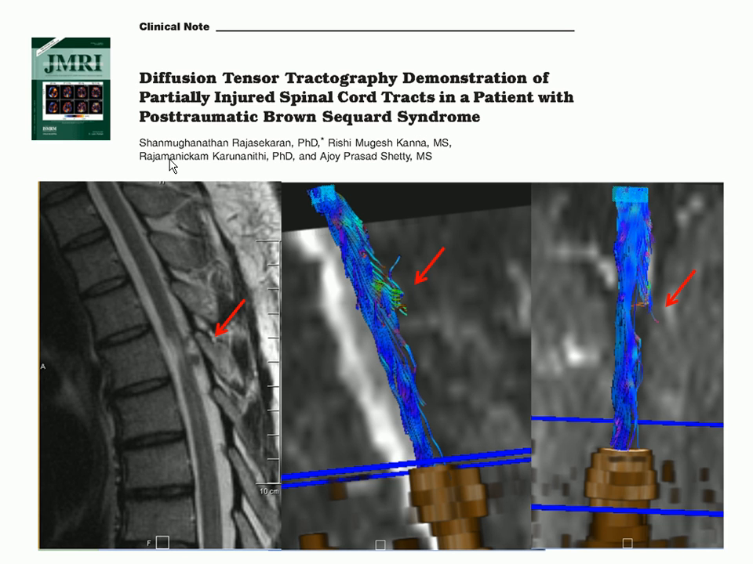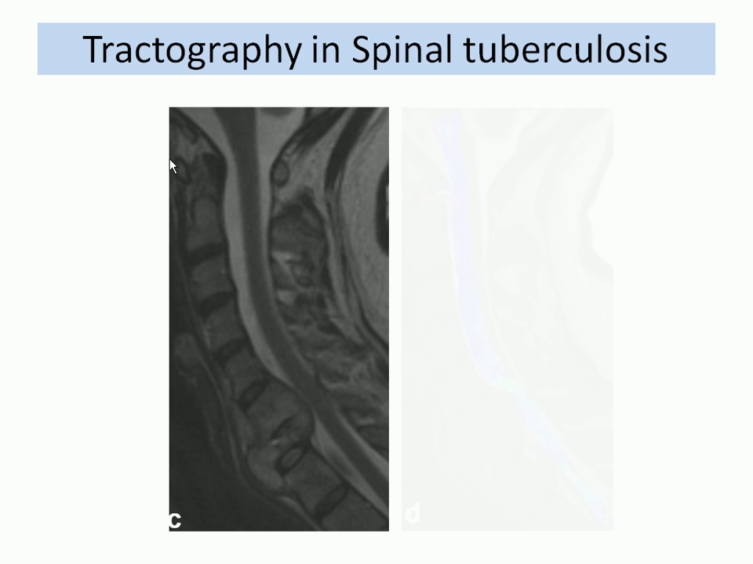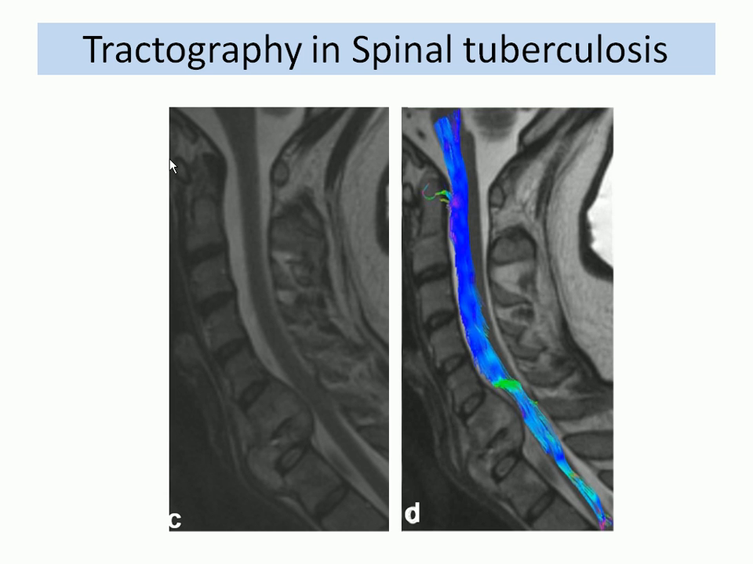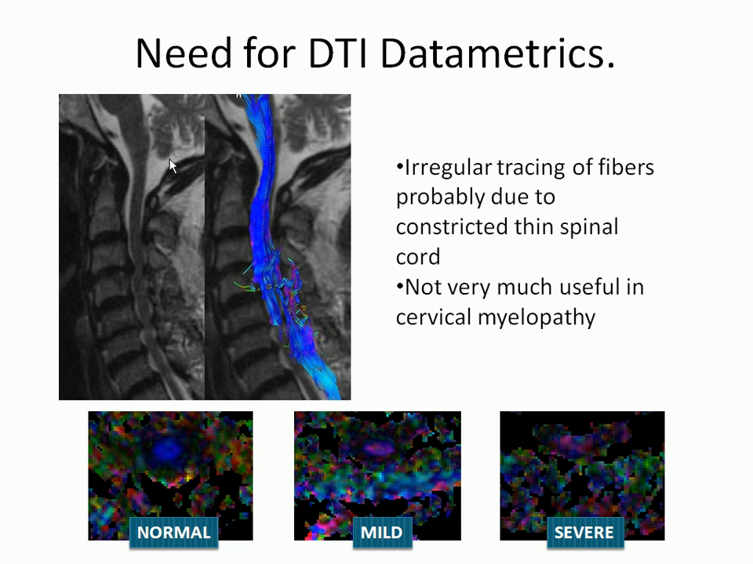So even on day 1, even when the patient had a complete spinal shock and when he had a problem, we were able to predict that part of the spinal cord was still intact. So here again you can see in a spinal tuberculosis, a patient who came with gross neurologic deficit, but the tracts were intact and they completely recovered over here.